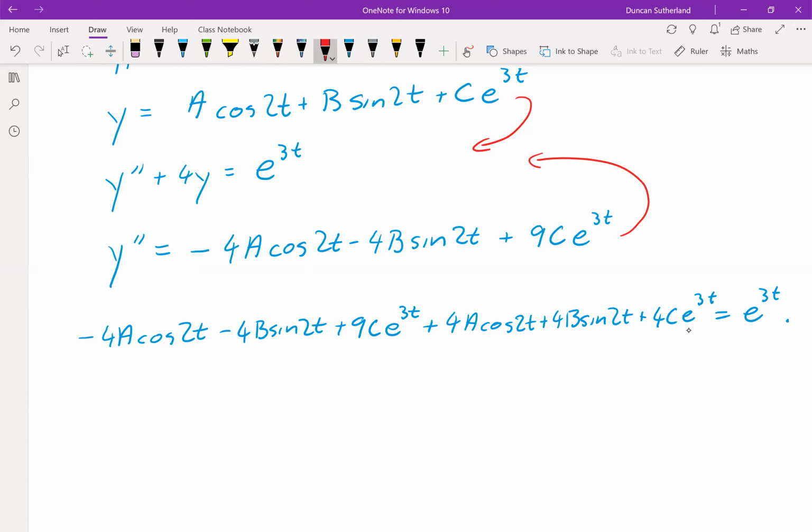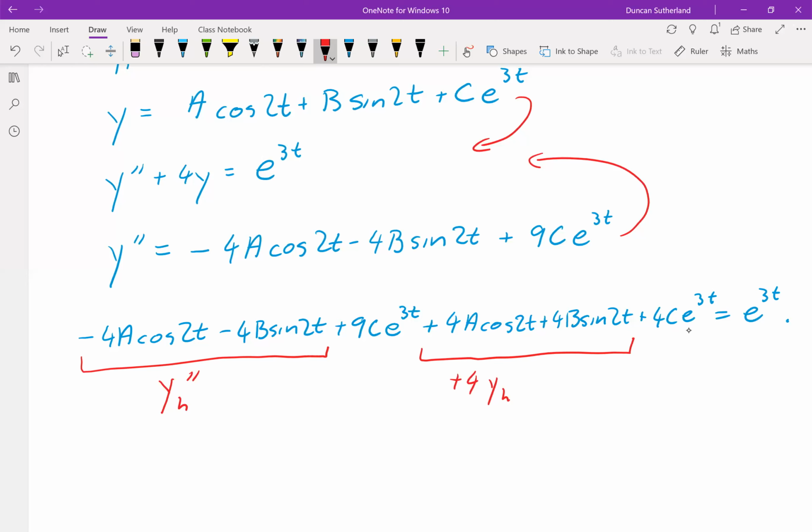Now, what's interesting is this bit cancels with this bit. We note that this comes from the homogeneous part. This is y homogeneous double dash plus 4y homogeneous. Now, we know that that must be equal to 0 because it's literally the homogeneous equation, and that is always equal to 0. This always must happen in this process.